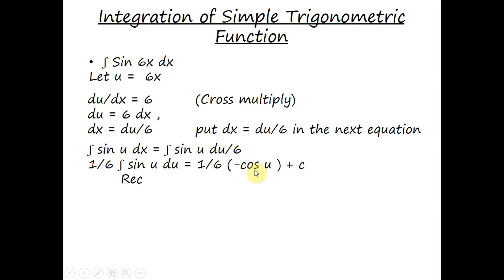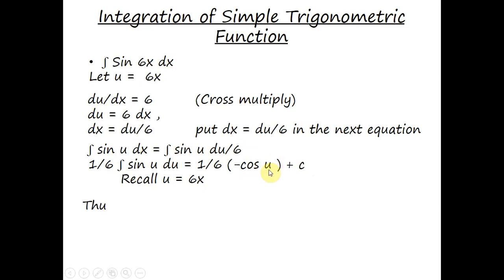Remember, this is a standard integral, and that's why we're having minus cos u if you check our previous slide. Since we have gotten this as an answer, we shouldn't leave it in u, because we declared u initially. So we have to replace it with the original. Alright, so u is now equal to what? 6x. And if u is equal to 6x, we fix it back into this equation.